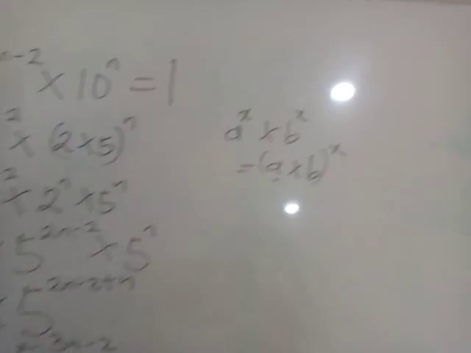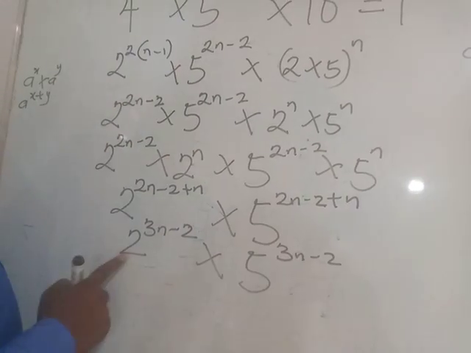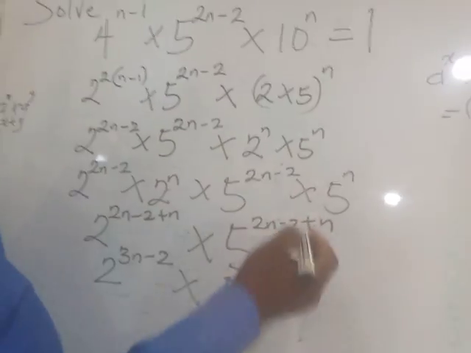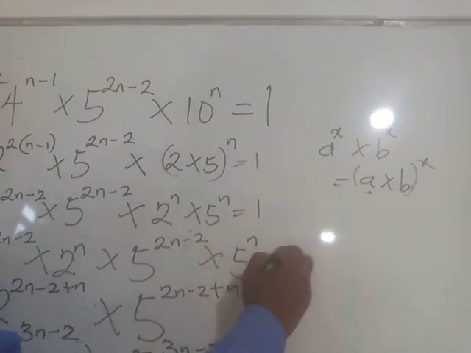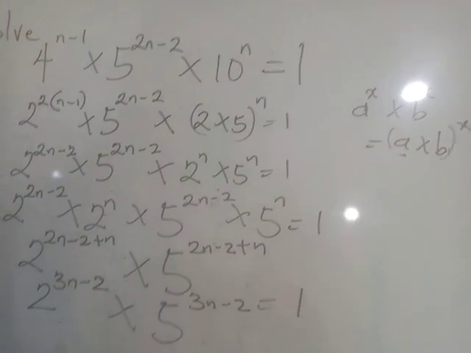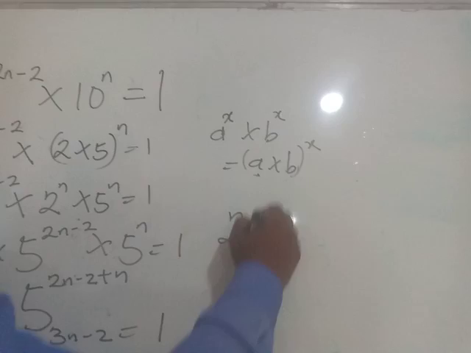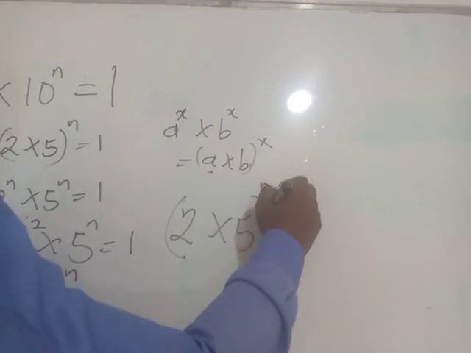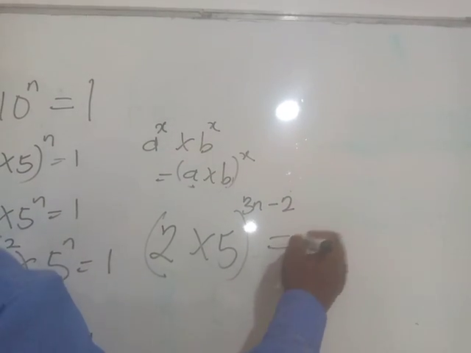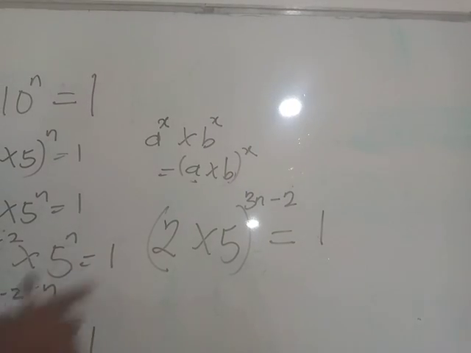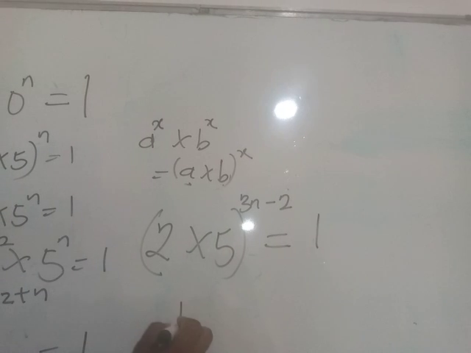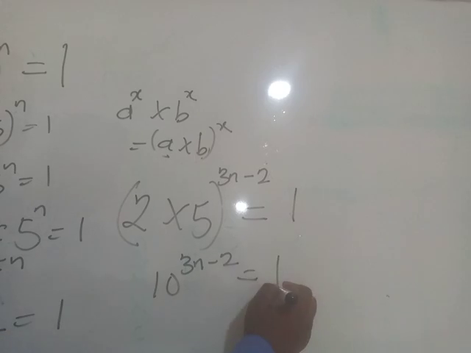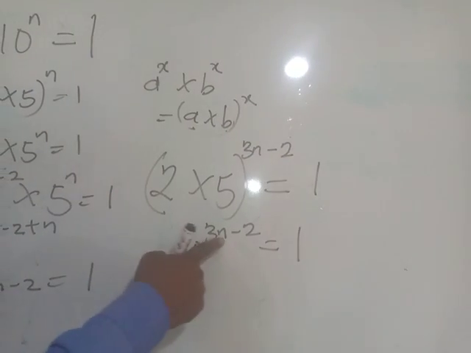Now, if that law is correct, then we have this: the bases are different but the powers are the same. Please don't forget, this equals 1. So I'm going to have 2 multiplied by 5, everything raised to power 3n minus 2, equals 1. Okay, so 2 multiplied by 5 is 10 raised to power 3n minus 2 equals 1. The idea is that I am looking for this n.